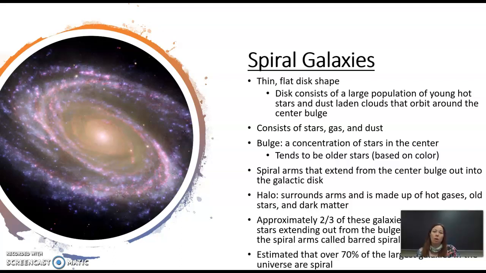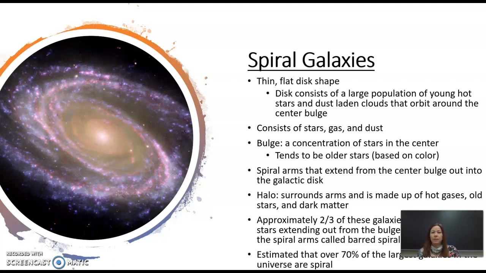All right, the spiral arms that extend from the center bulge out into the galactic disk are where you can find several different solar systems like ours. You also get a halo that surrounds the arms. You can still see the specific arms spiraling out like you can right in here, but notice it looks a little dusty or a little blurry. That's just gases, older stars, and dark matter.